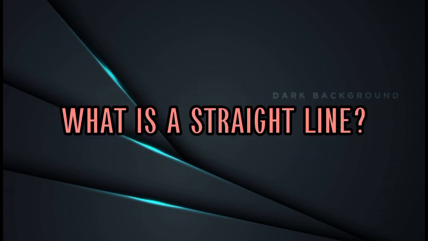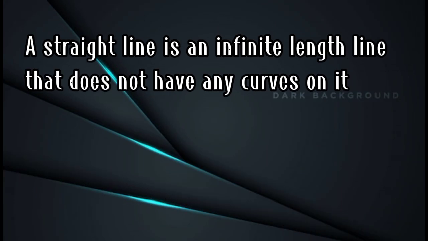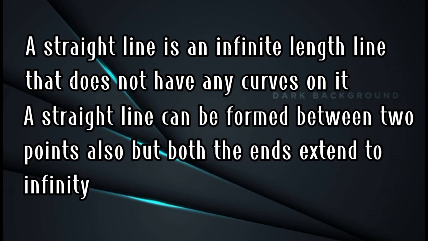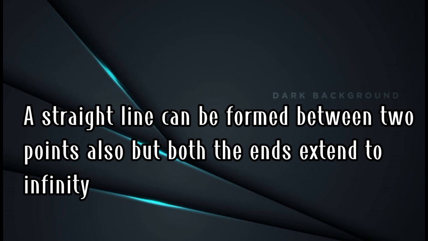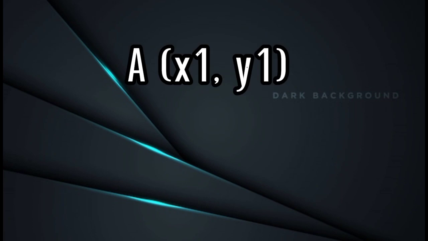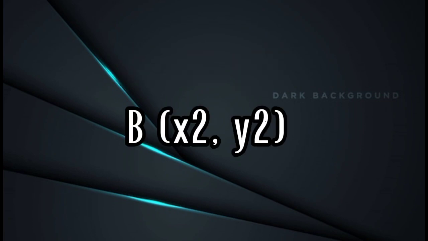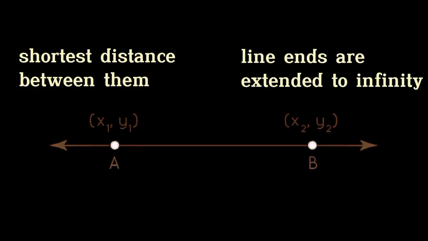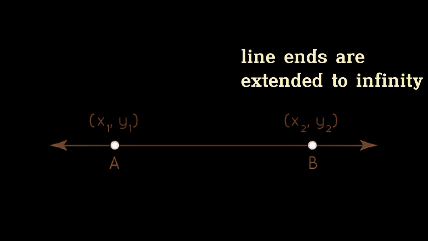What is a straight line? A straight line is an infinite length line that does not have any curves on it. A straight line can be formed between 2 points also, but both the ends extend to infinity. A straight line is a figure formed when 2 points A (x1, y1) and B (x2, y2) are connected with the shortest distance between them, and the line ends are extended to infinity.